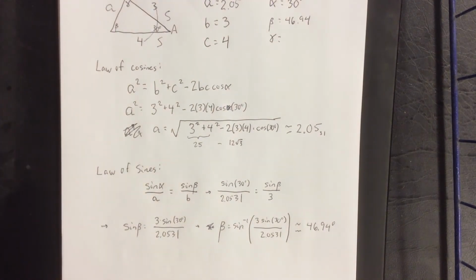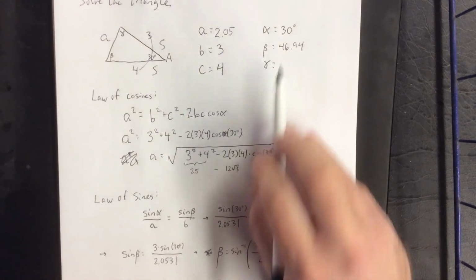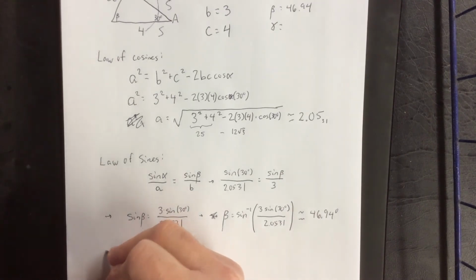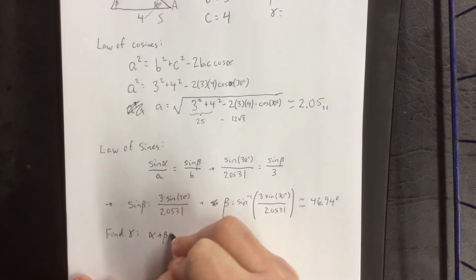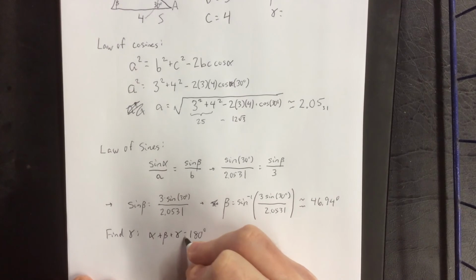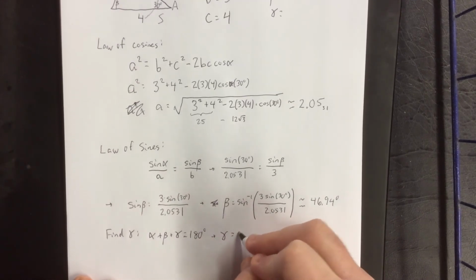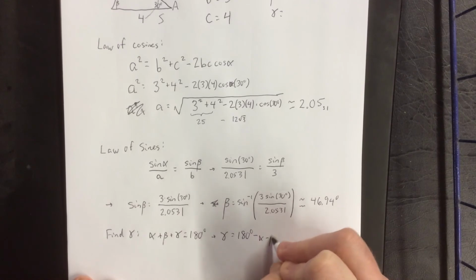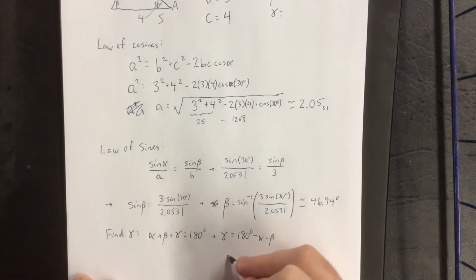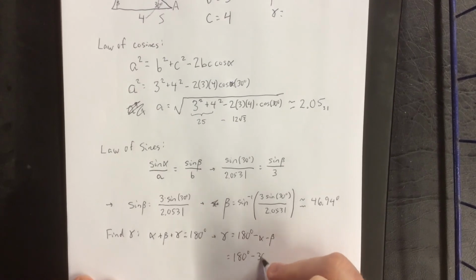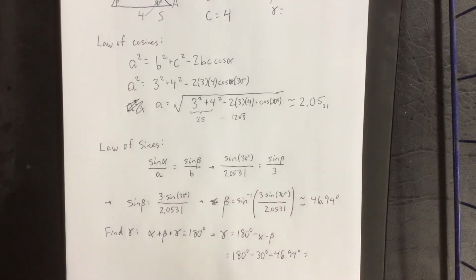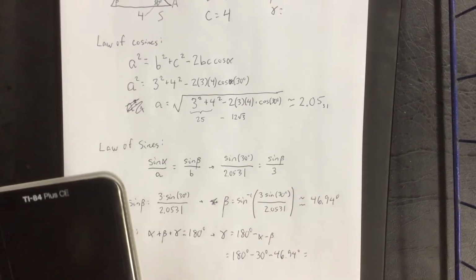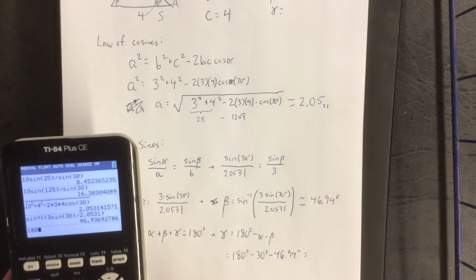Then we cycle through our 3 questions one more time. Do we have exactly 2 angles? The answer is now yes, which means that in order to find gamma, we simply need to use the fact that alpha plus beta plus gamma is going to be equal to 180 degrees, meaning that gamma is going to be equal to 180 degrees minus alpha minus beta. So 180 degrees minus 30 degrees minus 46.94 degrees. I'm pretty sure that's going to be 103.06, but I'm just going to make sure.